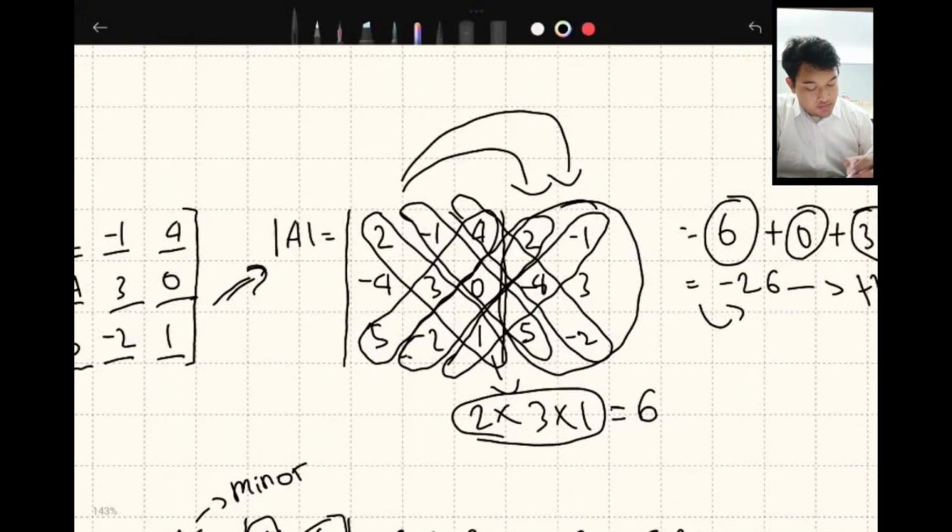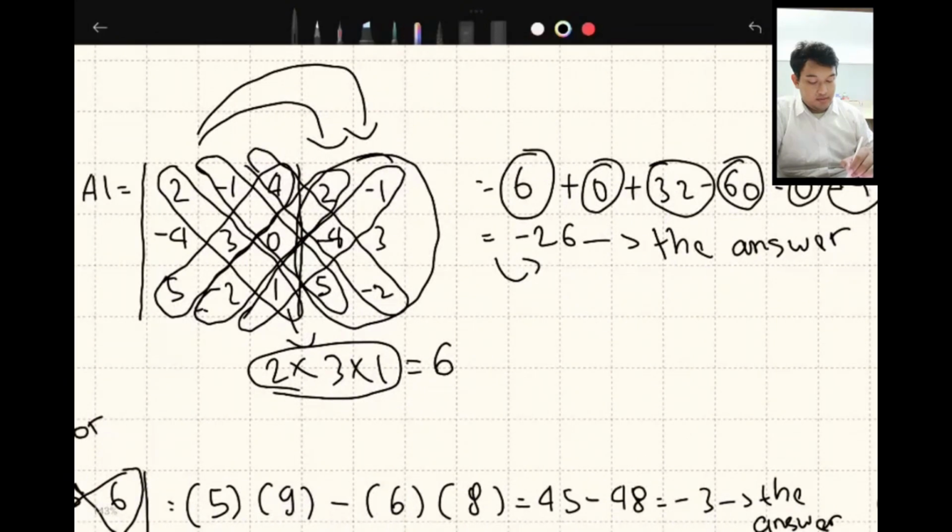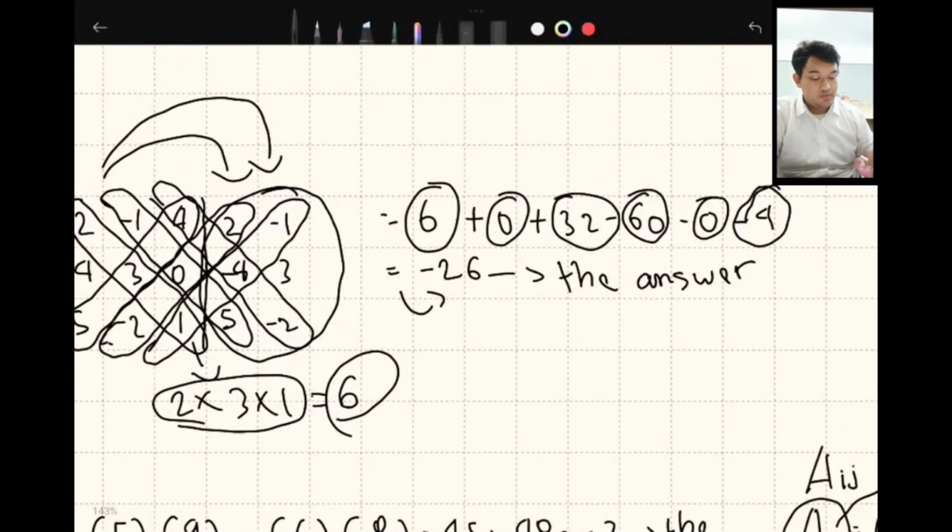So 2 multiply 3 multiply 1, and the result is 6, 0, 3, 2, 60, 0 mean 4, result mean 26.